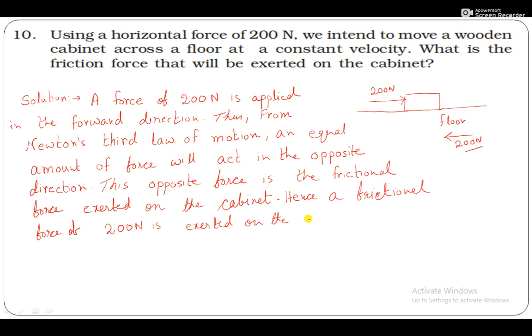Let us repeat once again. A force of 200 Newton is applied in the forward direction. Thus, from Newton's third law of motion, an equal amount of force will act in the opposite direction. This opposite force is the frictional force exerted on the cabinet. Hence, a frictional force of 200 Newton is exerted on the cabinet.